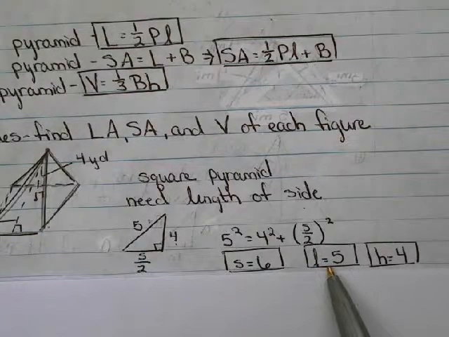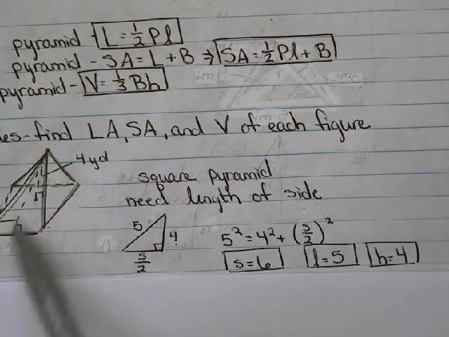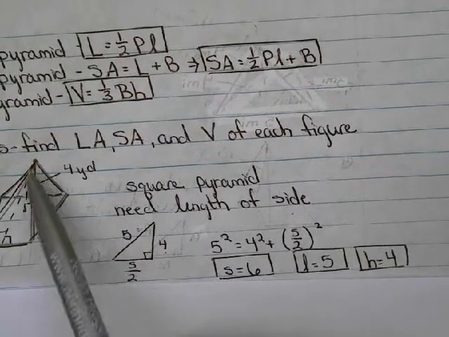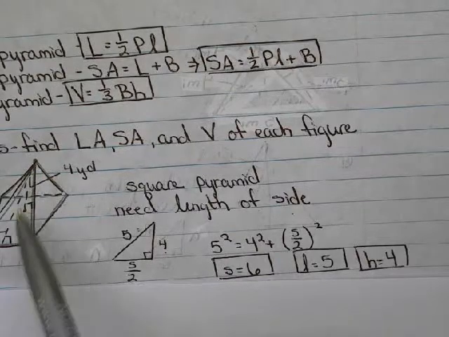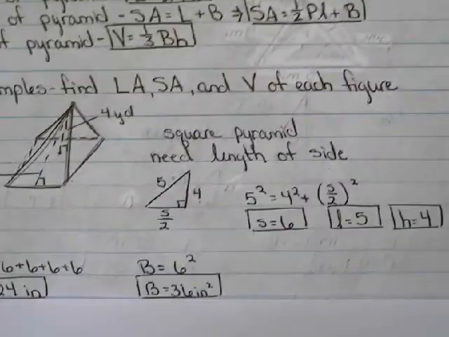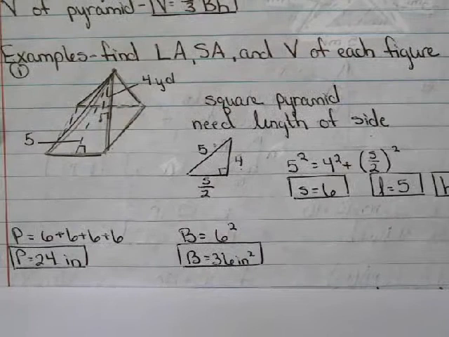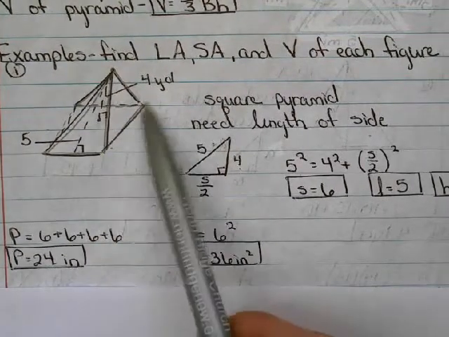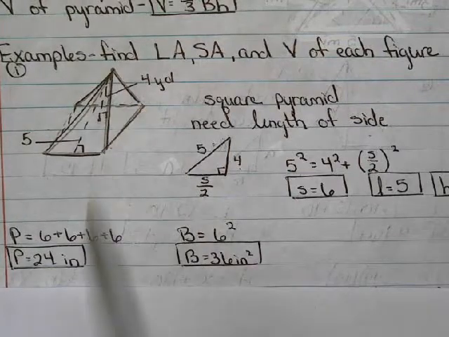Now we know our slant height is 5, because again you go from the peak to the edge of the base, and then our height is 4, because we go from the peak to the middle of the base. Once I have all that, I can find my perimeter and the area of the base. Again, I have a square pyramid, so if I know that one side is 6, that means all sides are 6.